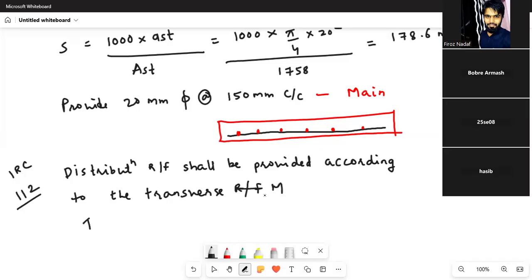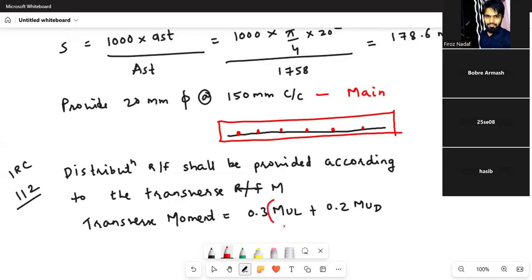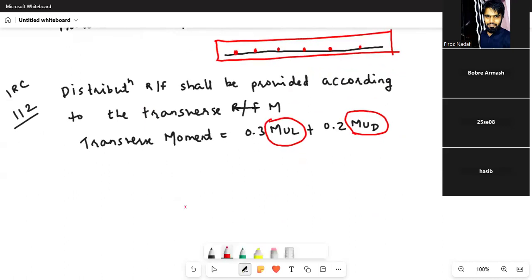This is the transverse moment equal to 0.3 MUL, ultimate live load bending moment, plus 0.2 MUD. See, MUL is the ultimate live load bending moment, and MUD is the ultimate dead load bending moment. So, you have to go back to the calculation of the bending moment.